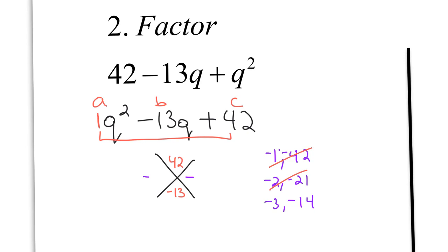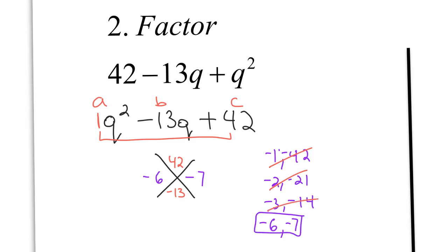Negative 3, negative 14, they combine to negative 17, so those don't work. 4 doesn't go into 42, 5 doesn't go into 42, 6 goes into 42, 6 times 7, and if you make those negative, negative 6 and negative 7, that's positive 42, and negative 6 minus 7 is negative 13. So those are the numbers that we need to use in the diagram. So let me cross this one out here.